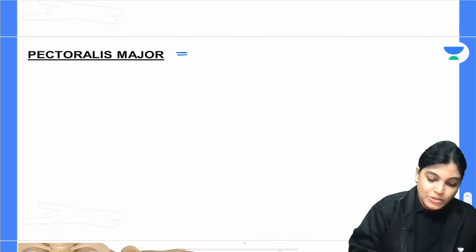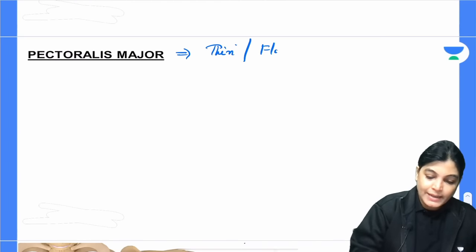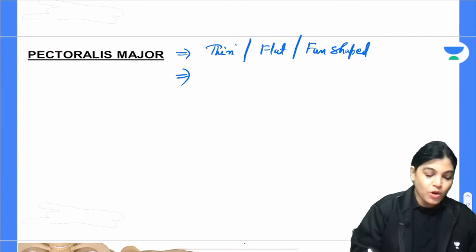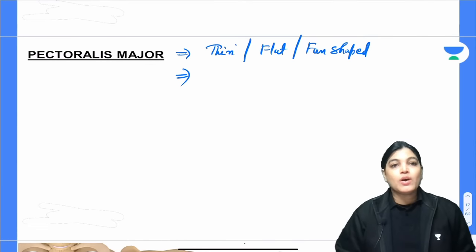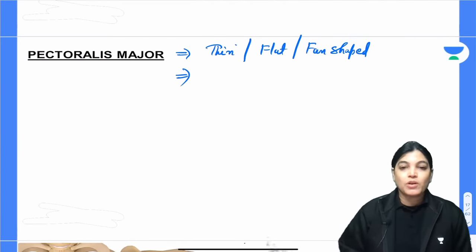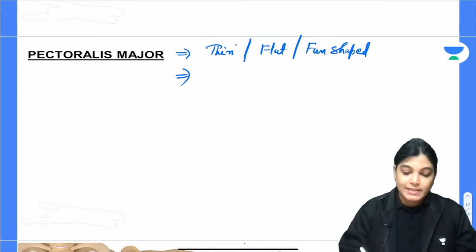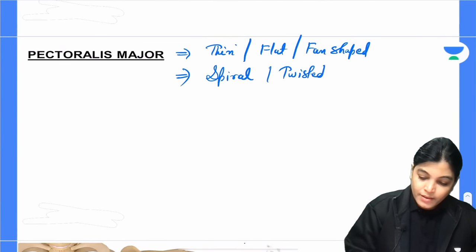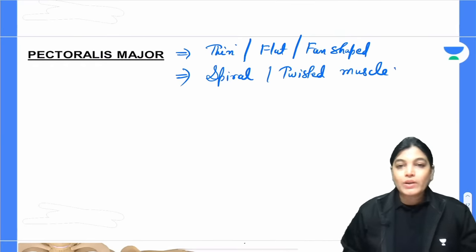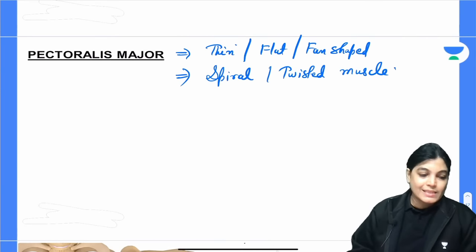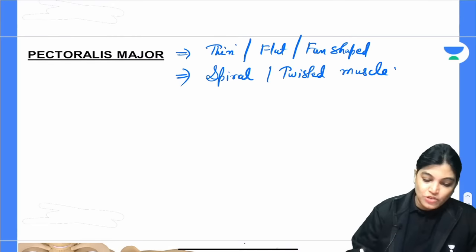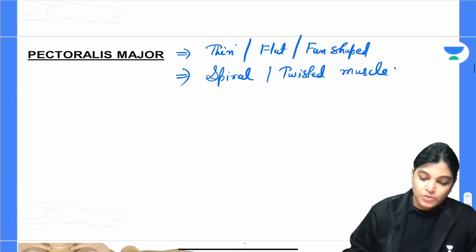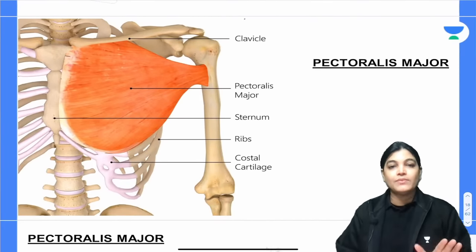Here the shape of the pectoralis major muscle is thin, flat, and fan shaped. If you remember the class on the morphology of muscle fibers, the morphological aspect of the pectoralis major muscle is that it is an example of a spiral or twisted muscle, because it has a broad origin and is twisted at the level of insertion. The pectoralis major muscle has two heads of origin. Firstly, let me explain via diagram, and then I will write the literature part.